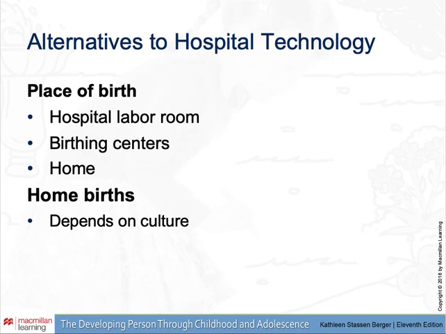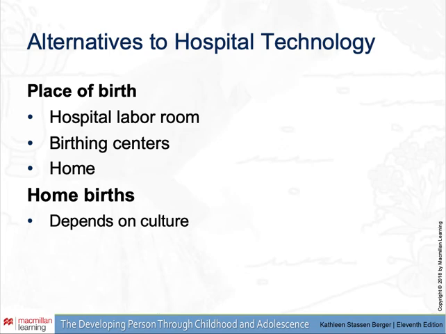All right, picking up where we left off, this is part 2 of chapter 4, covering the birth process. We just concluded talking about birth rates. Now we are talking about alternatives to hospital technology.